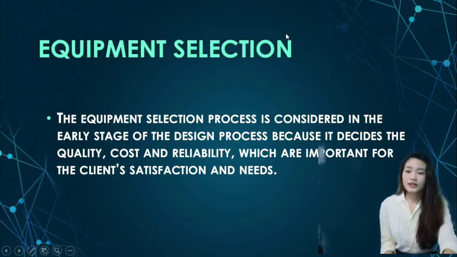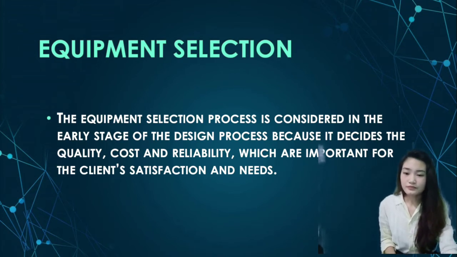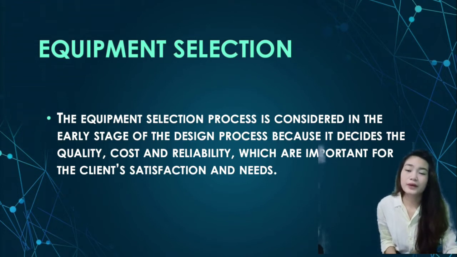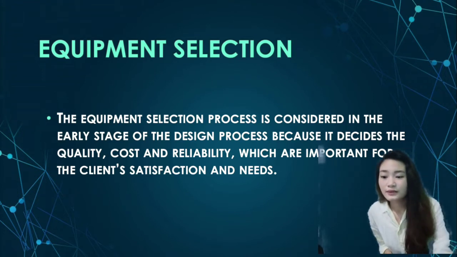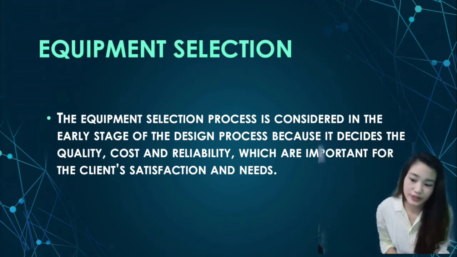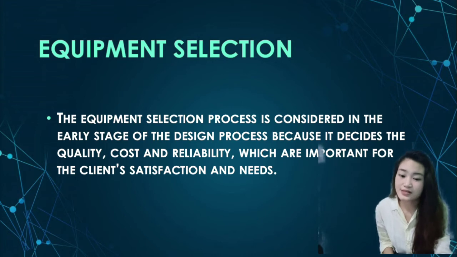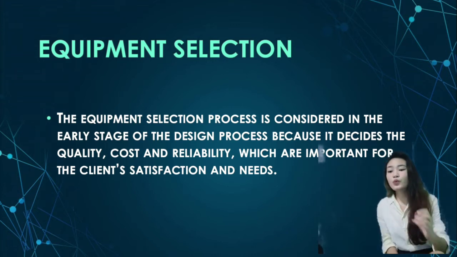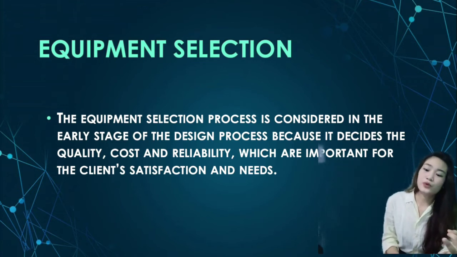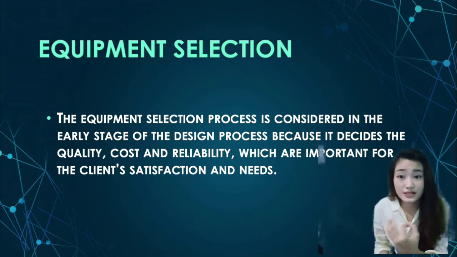Next, this is the other way in making a microwave link design. Equipment selection. The equipment selection process is considered in the early stage of the design process because it decides the quality, cost, and reliability, which are important for the client's satisfaction and needs.